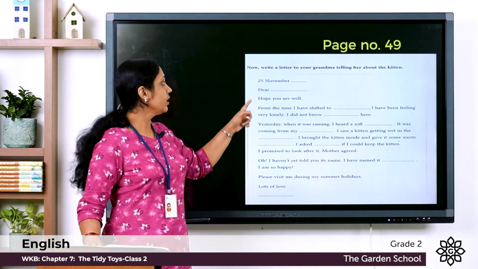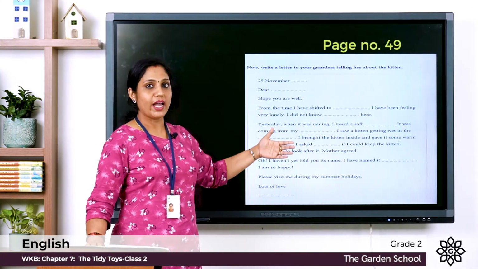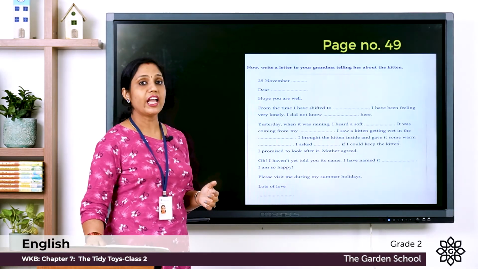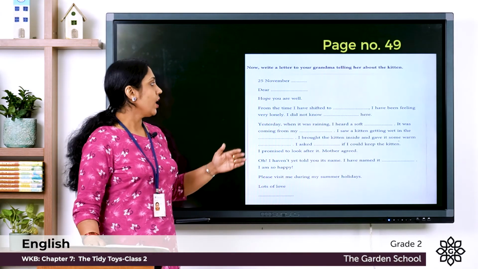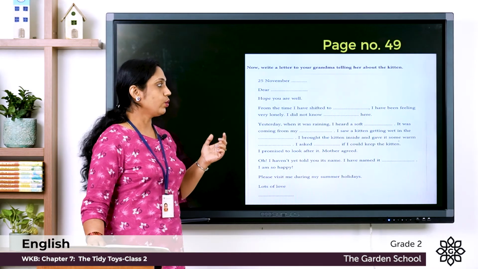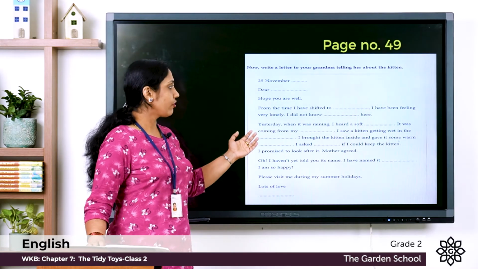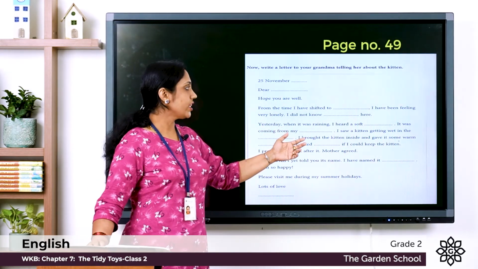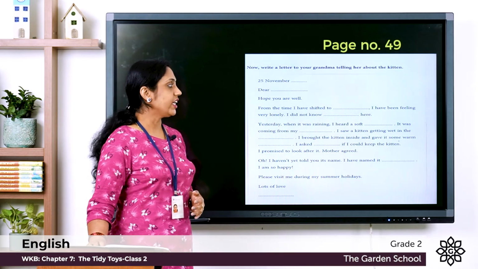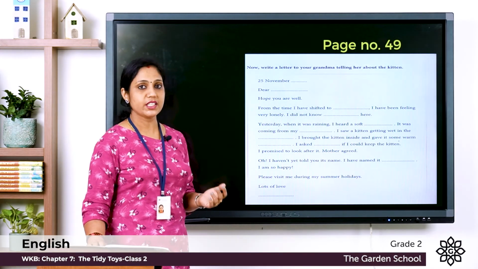So what should we write here? Dear grandma. Hope you're well. So here this is the subject or matter. From the time I have shifted to dash, I have been feeling very lonely. I did not know dash here. Yesterday when it was raining, I heard a soft dash. It was coming from my dash. I saw a kitten getting wet in the dash. I brought the kitten inside and gave it some warm dash. I asked dash if I could keep the kitten.